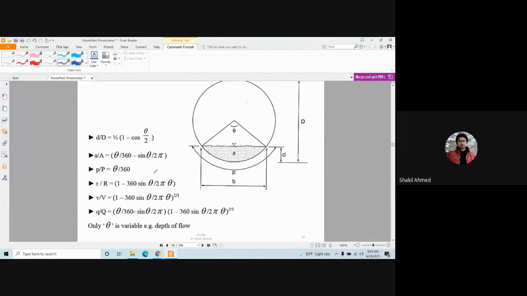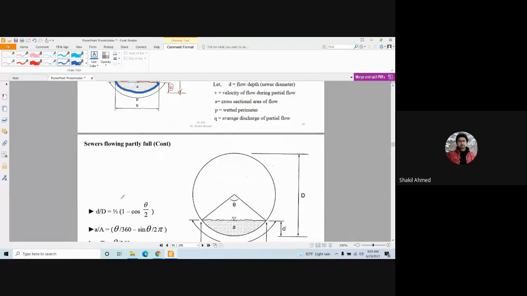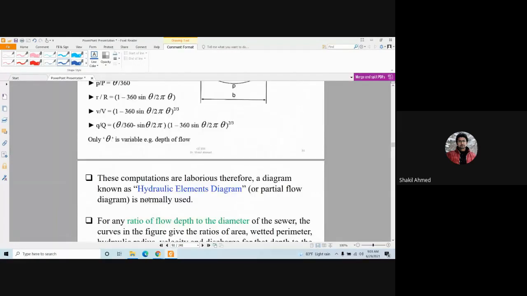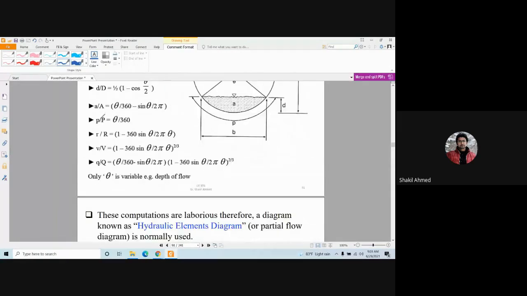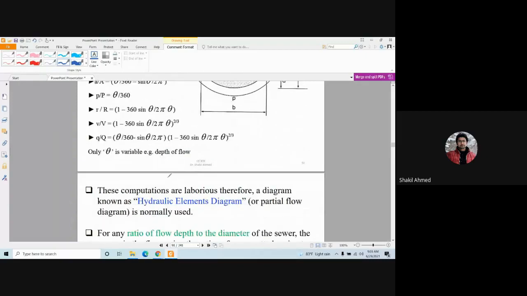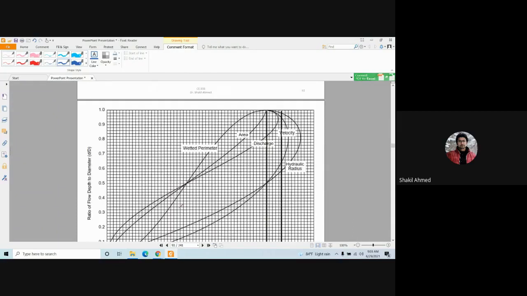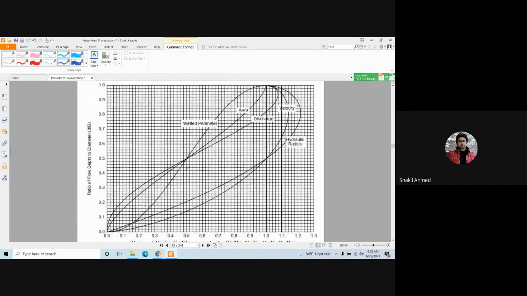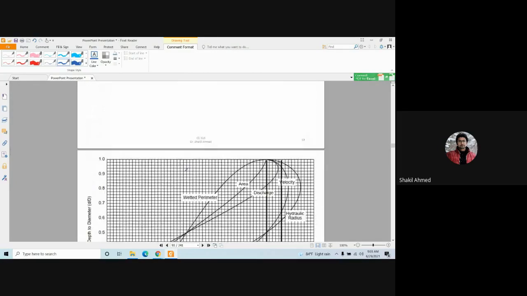So you have to convert all of the values here: theta, d, these things. So these computations are laborious. That means it is time consuming, difficult. Therefore, a diagram known as hydraulic element diagram has been formed. This is the hydraulic element diagram. I'll tell you how to use this.